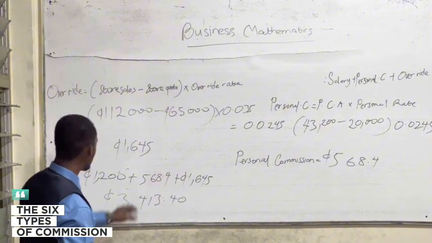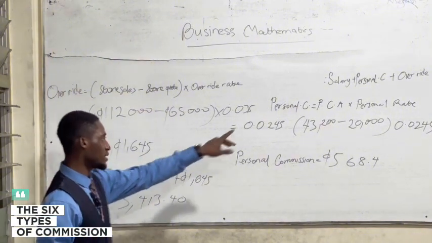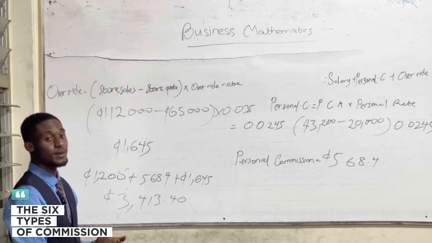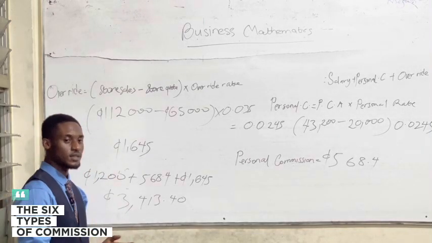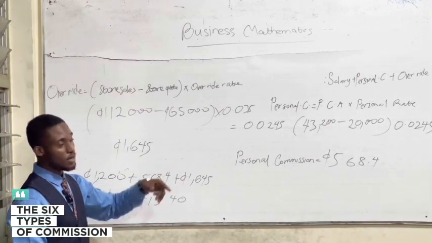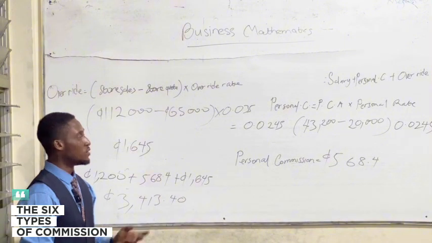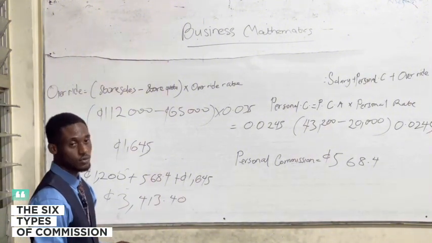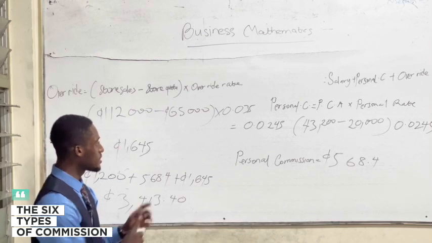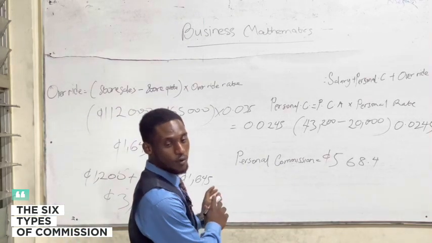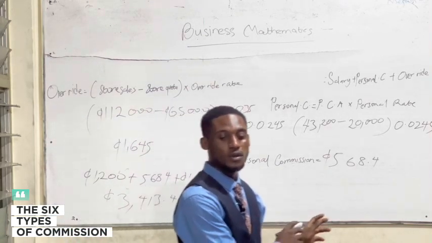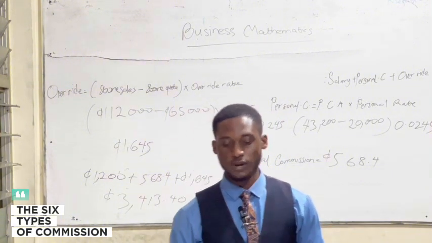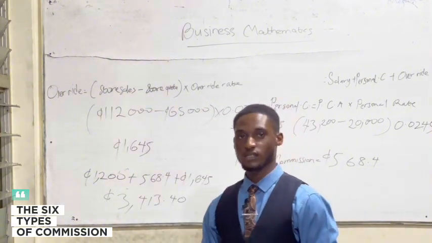Then now the total answer, you fix it into your formula, and now you add your monthly salary, which was already given, to the personal commission you calculated and the override commission you also calculated. This is the end of override commission. We now move on to outright commission and rebate.